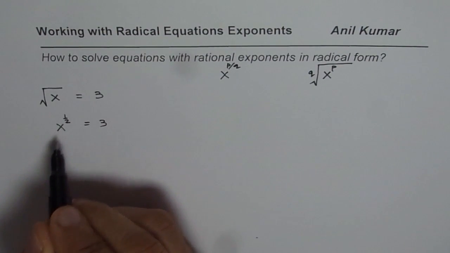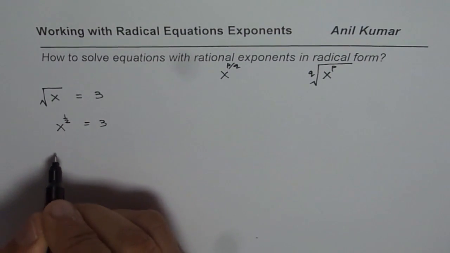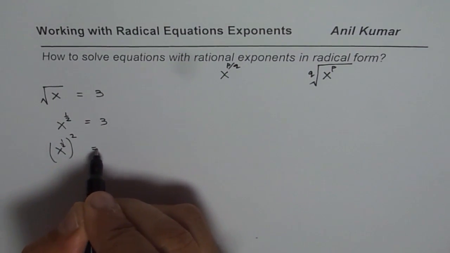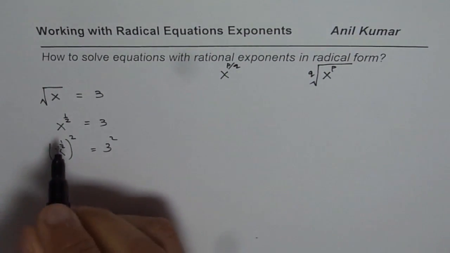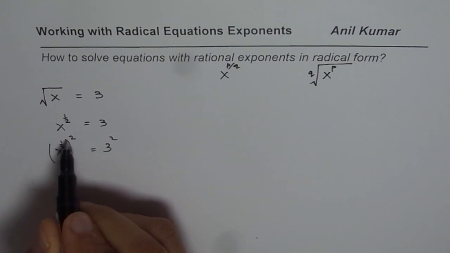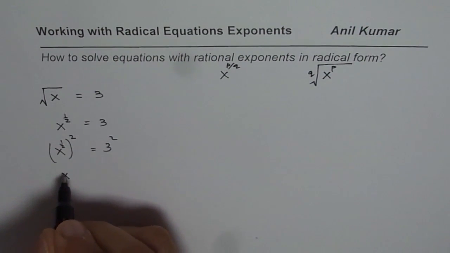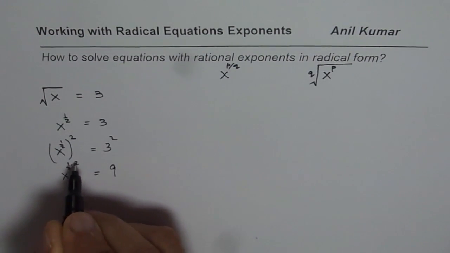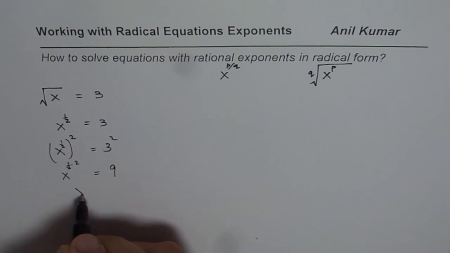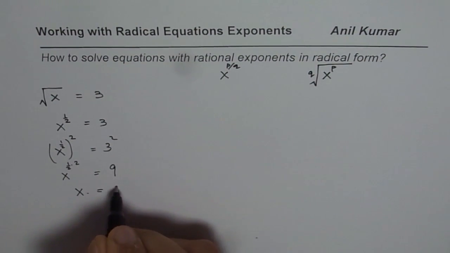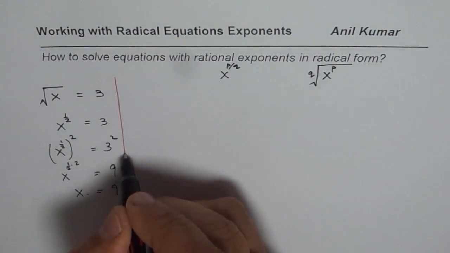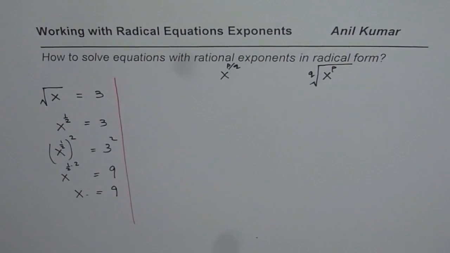Now to solve such an equation, we can square both sides. So when we square both sides, it happens like this. Do you see that step? Now applying the power rules, we can multiply the exponents. So what we get here is x to the power of half times 2, and 3 squared is 9, and half times 2 is 1. Anything to the power of 1 is that thing itself. So it is x equals 9. So that is the way to solve an equation in radical form.